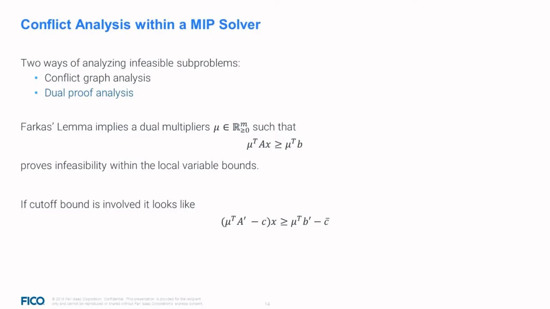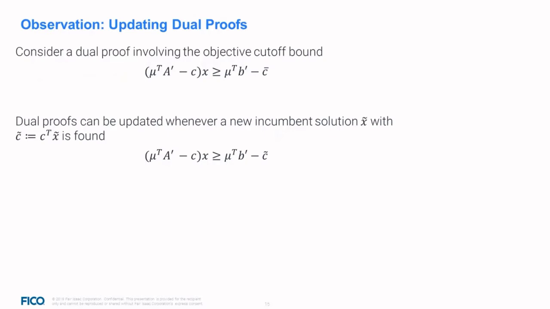Hence, it is called dual proof constraint. If the cutoff bound has a non-zero dual multiplier, the dual proof looks as indicated in the last line of the slide. Here, A' and B' represent all the other constraints of the MIP. This convenient representation means that we can update the right-hand side of the dual proof constraint later on, while keeping all multipliers unaffected. If you always change the right-hand side in such a way that it represents the objective value of the current incumbent, this constraint will stay valid.